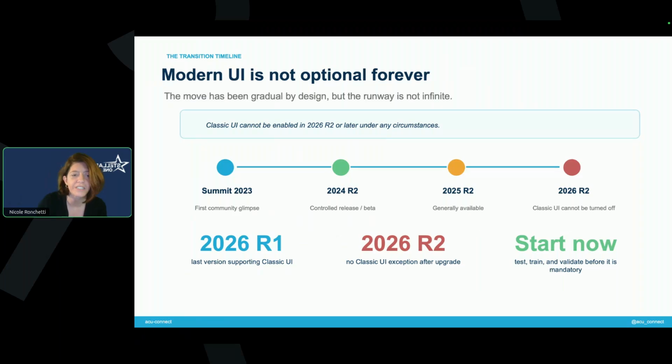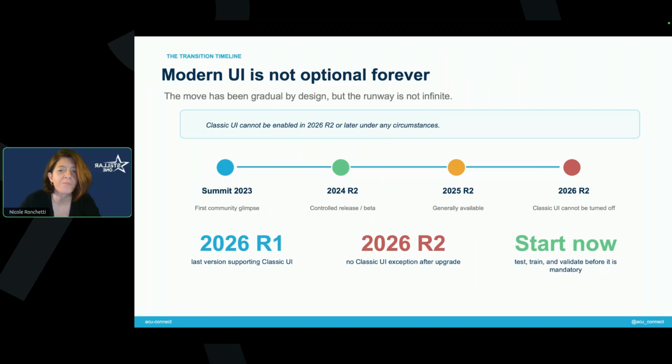We first started seeing modern UI back in Summit in 2023. And then, we've slowly seen different controlled releases. It's become generally available in 25R2, and in 26R2, Classic UI will no longer be available. So people should start now, either testing out modern UI screens or consider moving directly to modern UI now before you absolutely have to in 26R2.